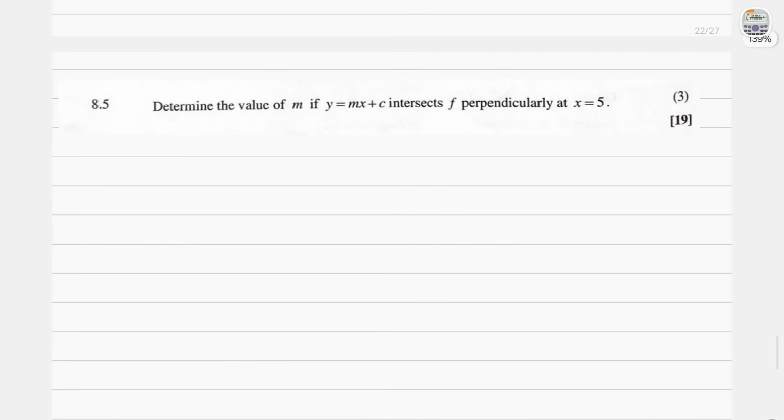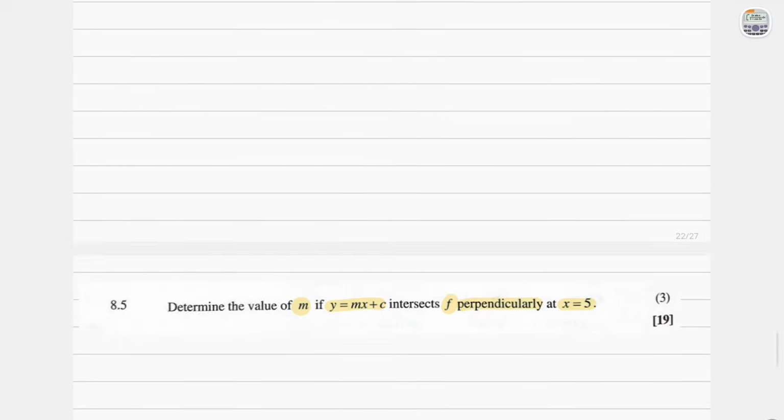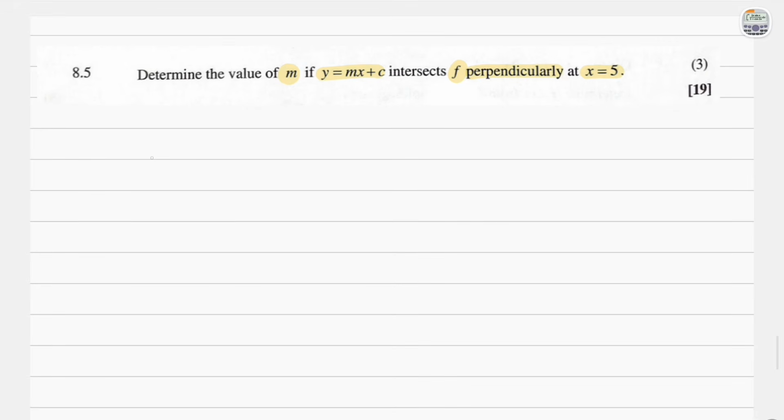Question 8.5 says, determine the value of m if y equals mx plus c. So that's a gradient they're referring to. If this graph intersects f perpendicularly at x equals 5. Okay, so this is a lot like this question. They're using the same idea. So we have the graph of f, which was a cubic function. And they're saying that we need to find m, the gradient of a line which is perpendicular to f at x equals 5.